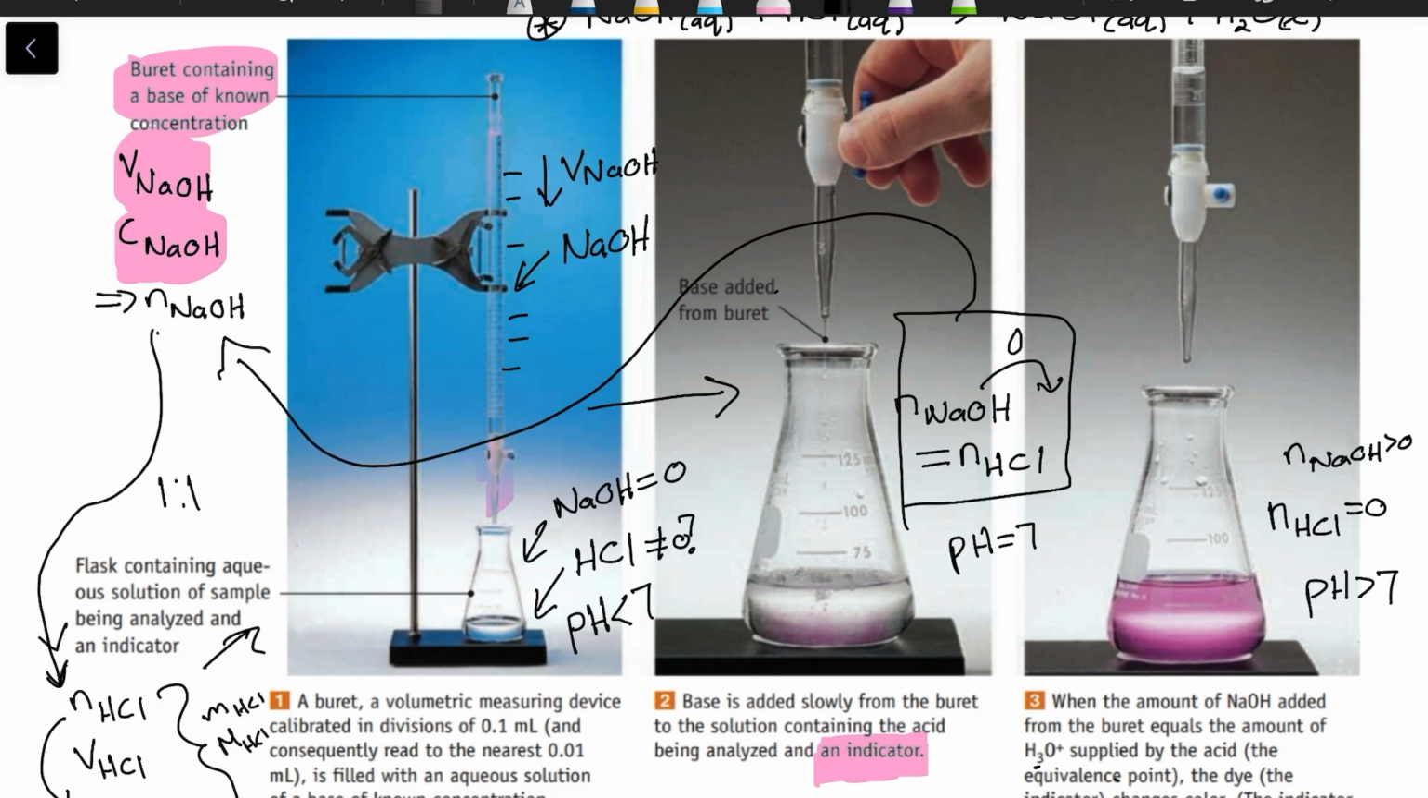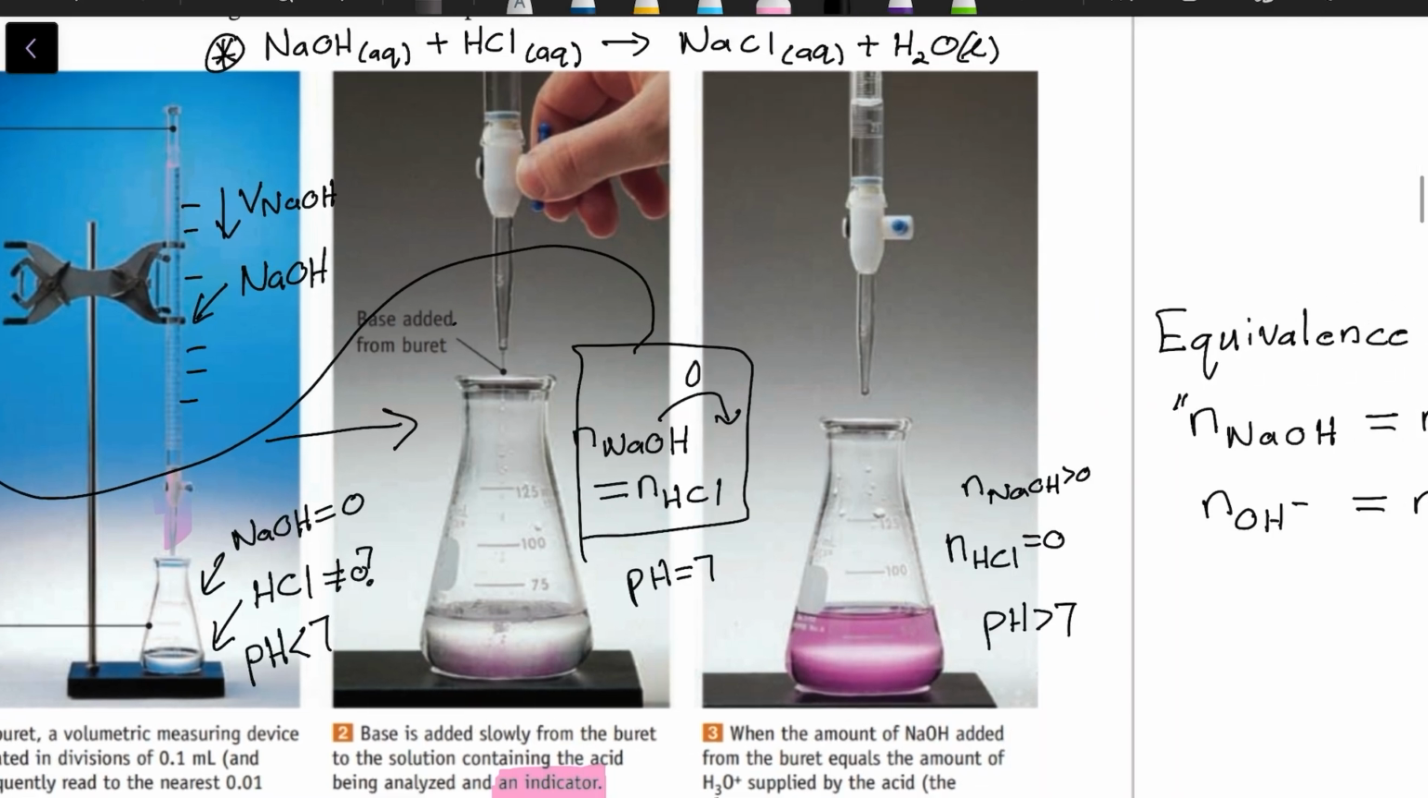We can say, well, once we know where they are equal, we're able to relate those two quantities. Because if we know the point where they are equal, in other words, where that indicator is just about to change color, because you'll see that it's going to be a very light pink color, then we can relate the amount of sodium hydroxide added to the amount of hydrochloric acid. And then we can do all those other fancy things.